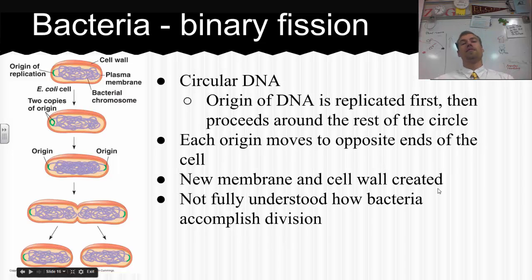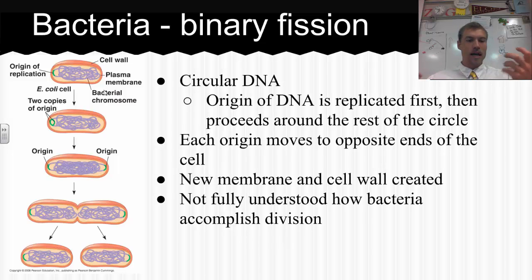Okay, now a little different: bacteria. What we were just looking at was animal cells. Bacteria have circular DNA, so they don't actually have linear DNA. What that means is that there is a place on the DNA known as an origin. The origin is replicated first. The origins then move apart to opposite ends of the cell. And when they do that, that triggers the movement of the rest of the DNA to those opposite ends of the cell.